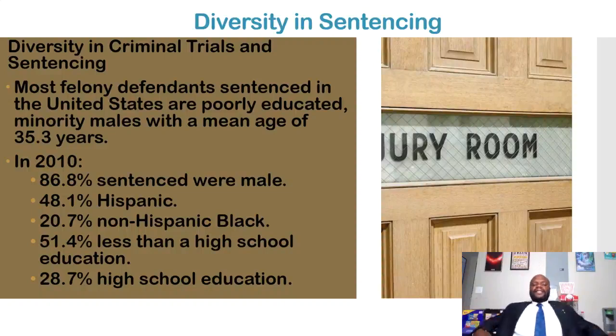So when it comes to diversity in sentencing, many people have argued that diversity matters in terms of what is the genetic or social makeup of people who are getting sentenced. And, as you can see, even though this is old data, 86.8% were male, 48.6% were Hispanic males. Many have less than a high school diploma. Others have just a little bit of high school education, rather.